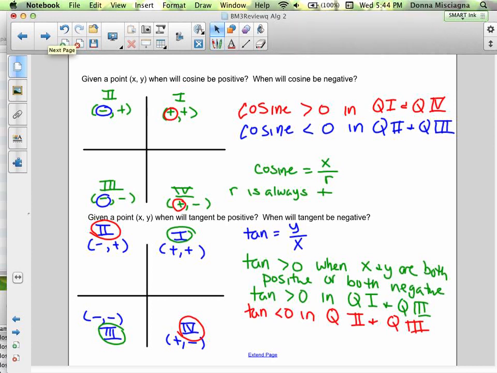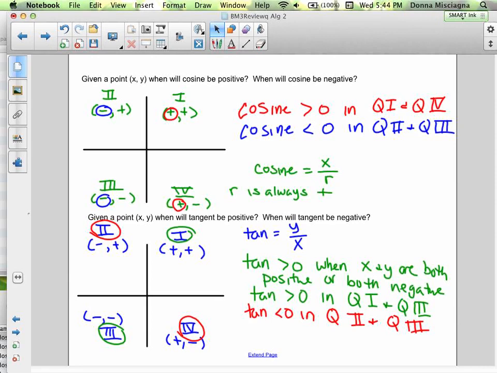Okay? A lot of the questions on the benchmark are going to be about when are the different functions positive and negative. They won't necessarily ask you about quadrants, but they're going to ask you the signs of the x and y's. Right? But if you just kind of remember our little diagram here, you can remember when x is positive and when x is negative.